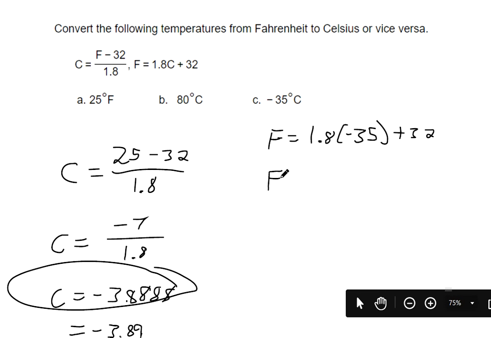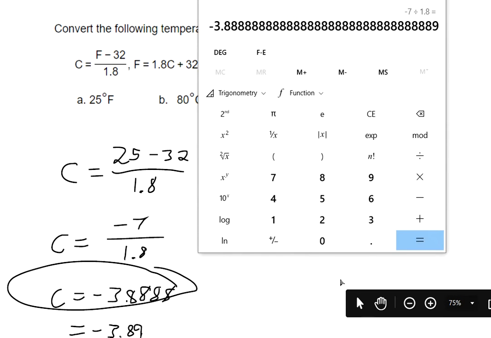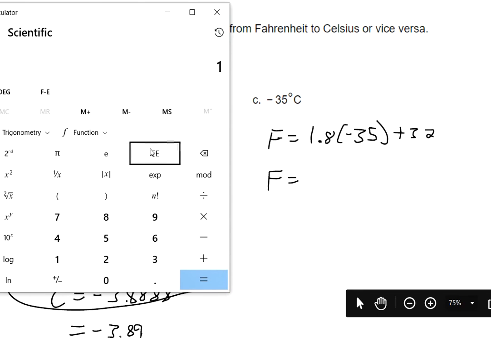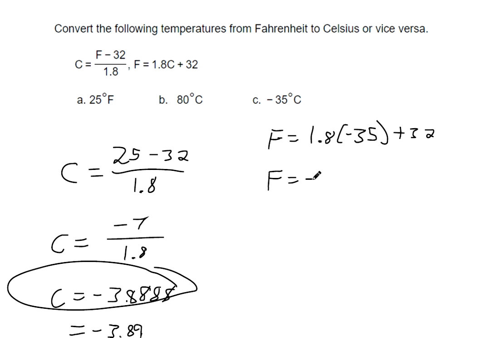So to find Fahrenheit, you got to multiply first according to the order of operations. And that's a -63 because a positive times a negative makes a negative.